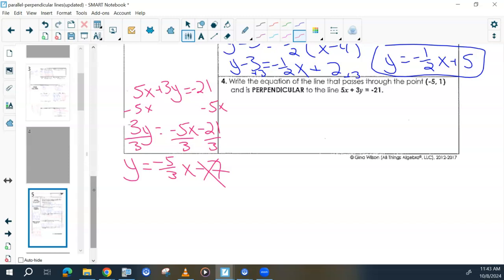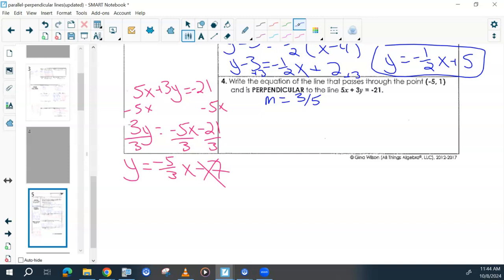Now again, that's not the answer. I just rewrote this equation in slope intercept form. It's perpendicular, so I have to change this slope. What would that new slope be? If I found the reciprocal of this slope. 3/5.